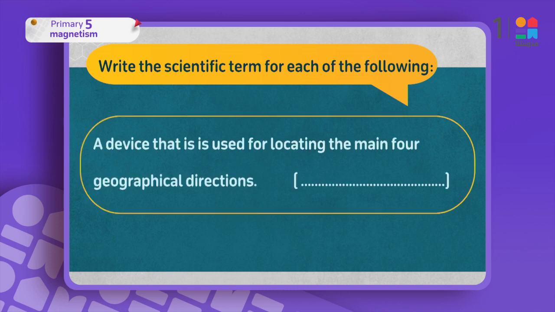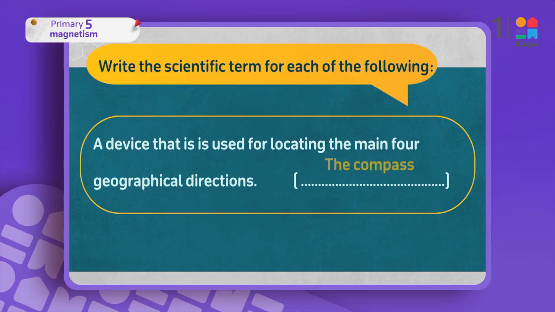Now, a device that is used for locating the main four geographical directions. What is the device we use to know the main four geographical directions? Right away, the compass.